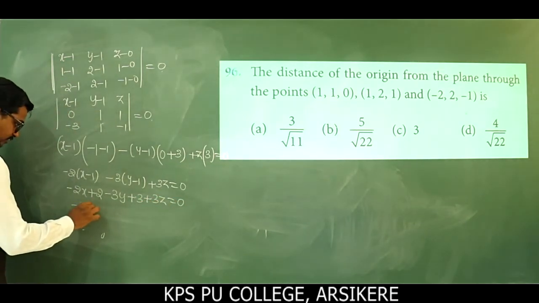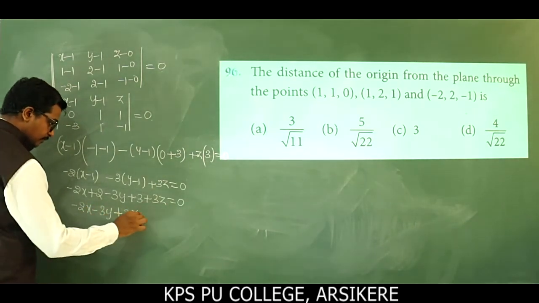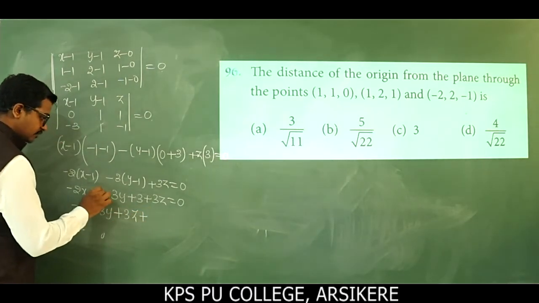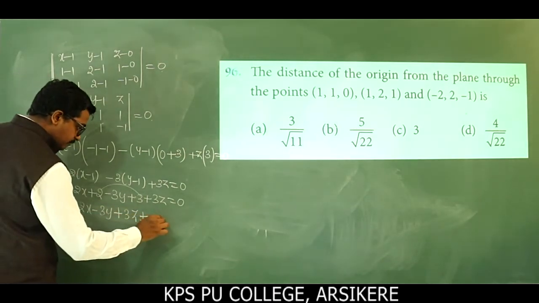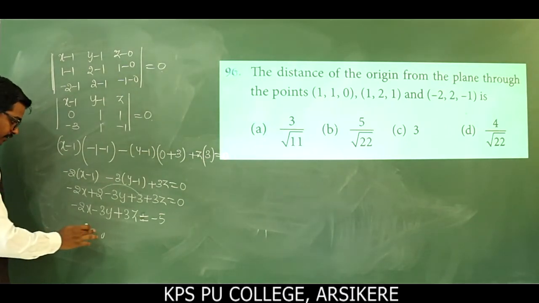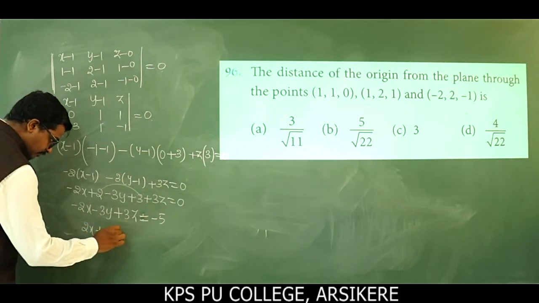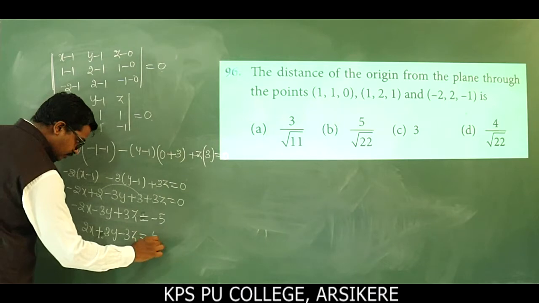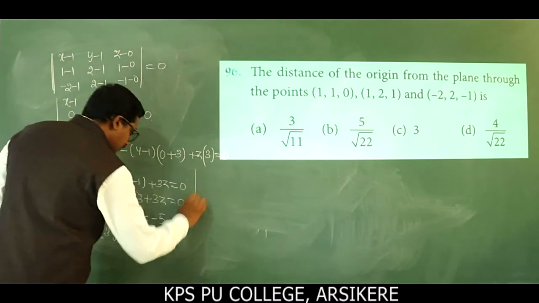So this can be written as 2x plus 3y minus 3z minus 5 is equal to 0, or you can write, 2 plus 3 is 5, take to the right hand side, that becomes minus 5. But you have to multiply with a negative sign. So when you multiply with a negative sign, this becomes 2x plus 3y minus 3z is equal to 5. Right? Multiply by minus 1 on both the left hand side as well as the right hand side. So this is our equation of the plane.